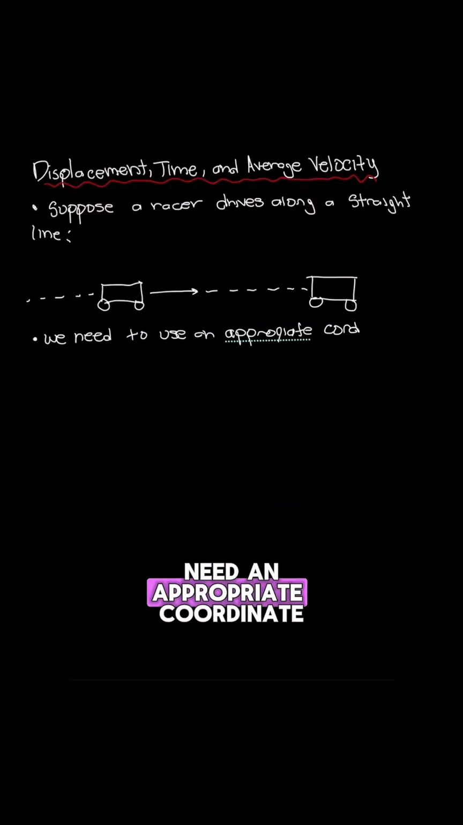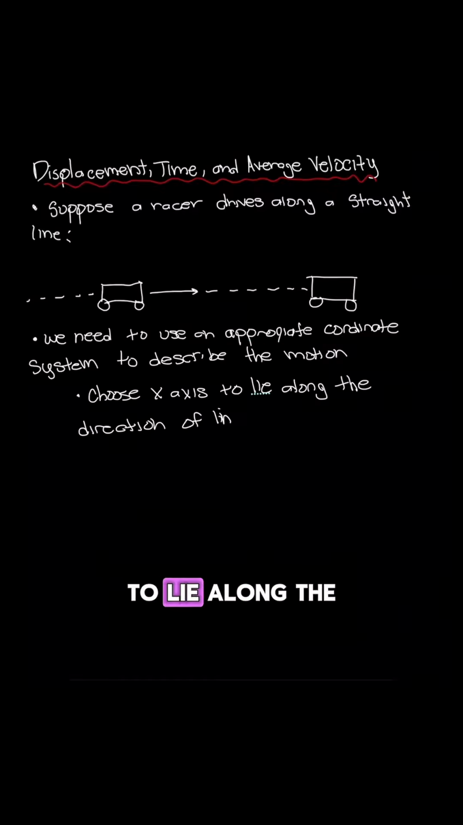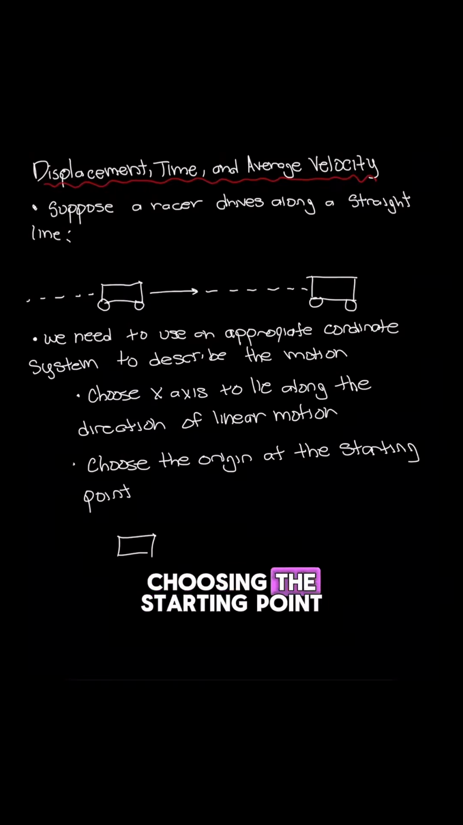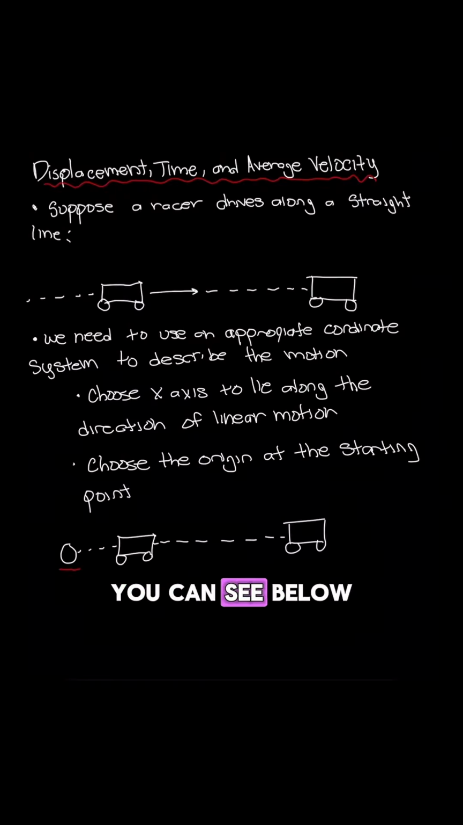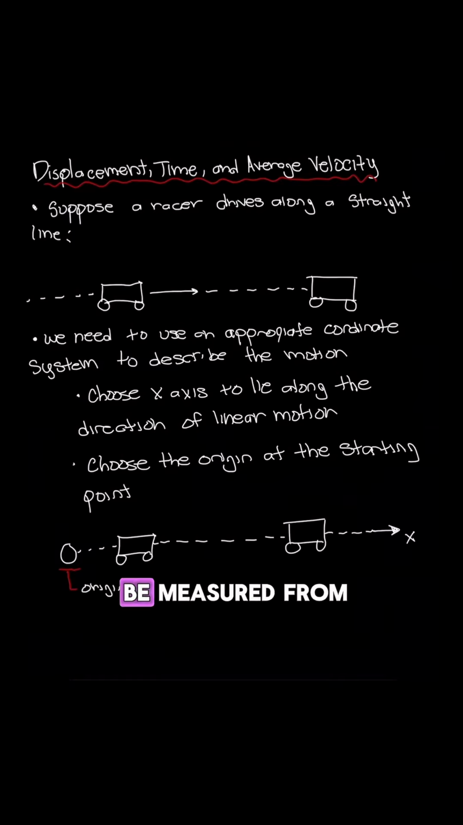And we're also going to need an appropriate coordinate system to describe this motion. The most logical coordinate system is to choose the x-axis to lie along the direction of linear motion. We also need to choose an origin, so we're choosing the starting point of the diagram. You can see below where we choose the origin. This will be the reference point for where all our values are going to be measured from.